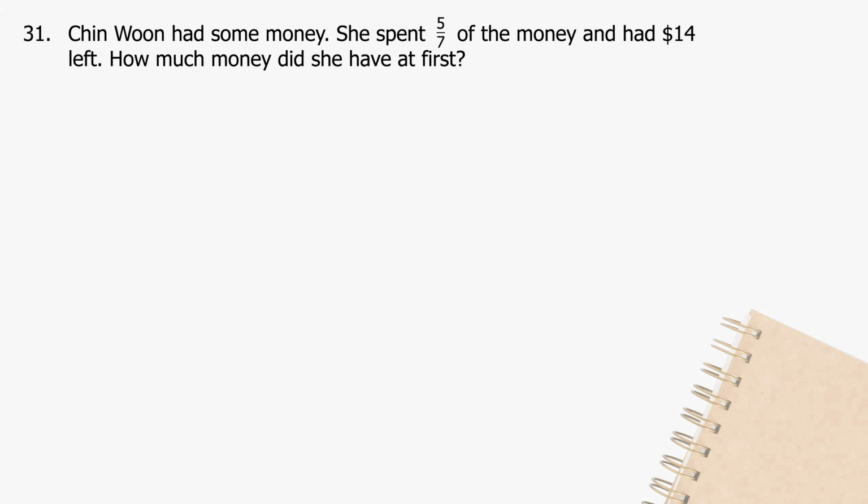Question 31. Chin Woon had some money. She spent 5/7 of the money, and had $14 left. How much money did she have at first?